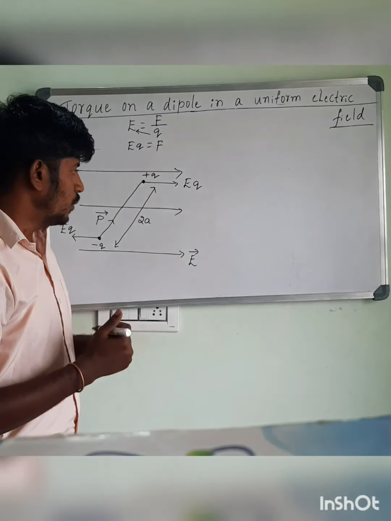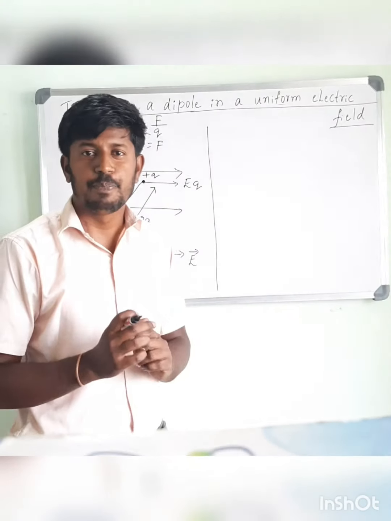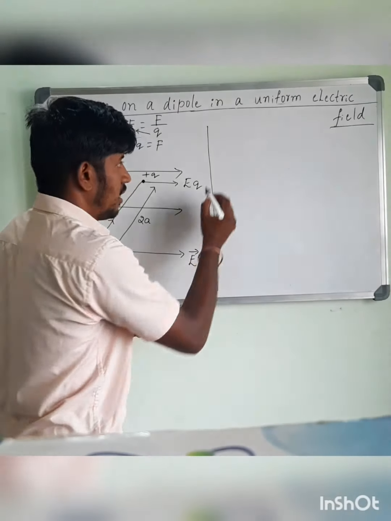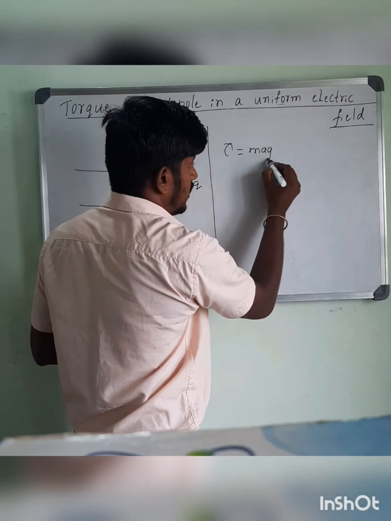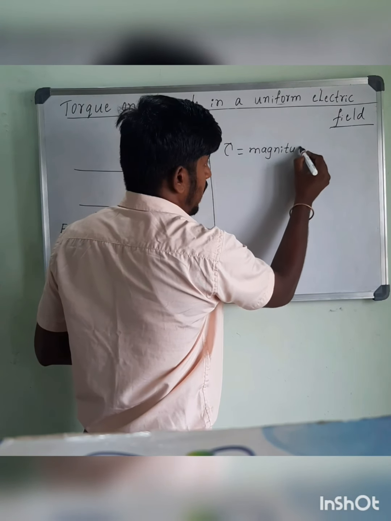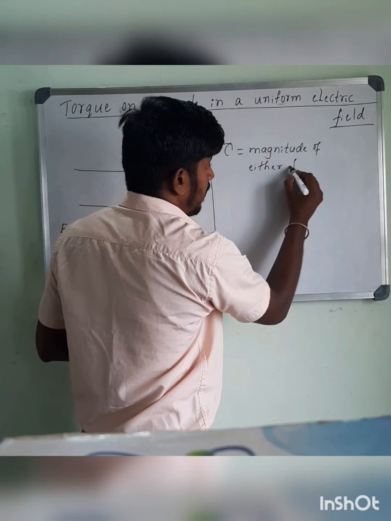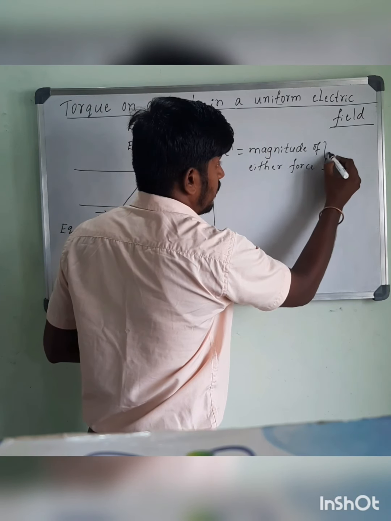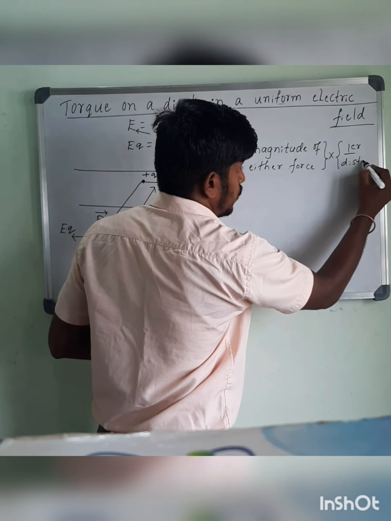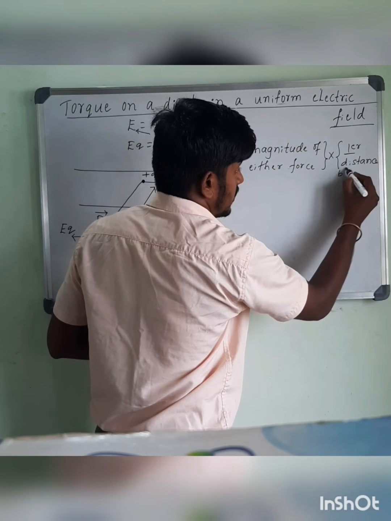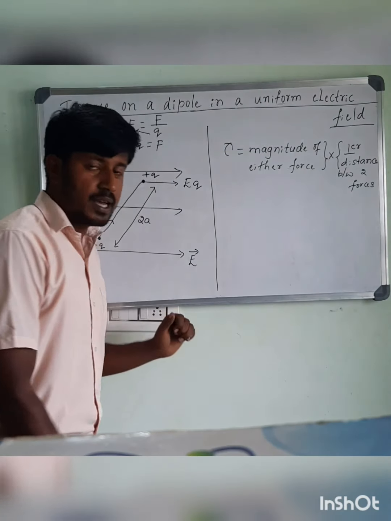Okay. So now the torque is defined as, whenever we place a dipole in a uniform electric field, torque will act on the dipole, and that torque, the symbol is tau, is defined as the magnitude of either force into the perpendicular distance between the two forces. Perpendicular distance between two forces. This is the definition of torque.